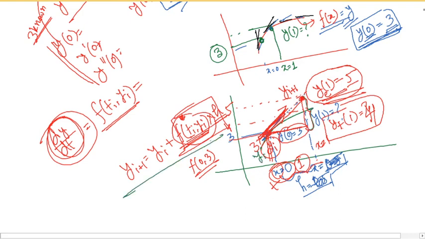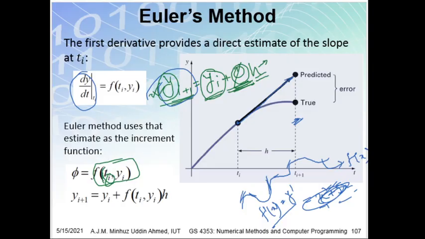So this will be our Euler method assumption, as you can see from the slide as well. So this is y_i plus f(t_i, y_i) multiplied by h, and this is the prediction, as you can see from our slide, this figure. This is the predicted value using the Euler method, and this is the true value, and this difference is called the error generated by the Euler method.